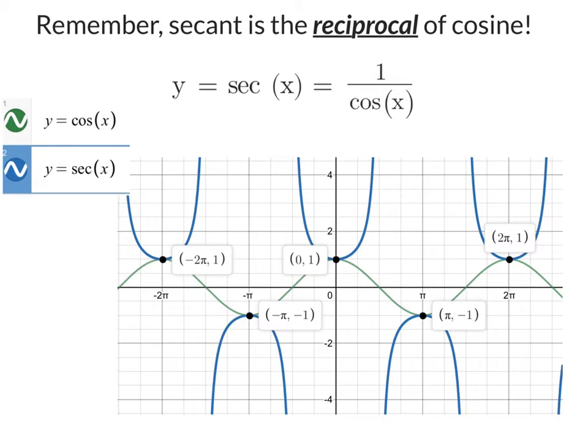Much like cosecant has asymptotes and rebounds off of the max and min points of sine, the same thing happens with secant. The asymptotes where cosine is equal to 0 happen at pi over 2 and 3 pi over 2, so 90 degrees and 270 degrees. It also creates the same asymptotes for tangent, because tan is sine over cosine.